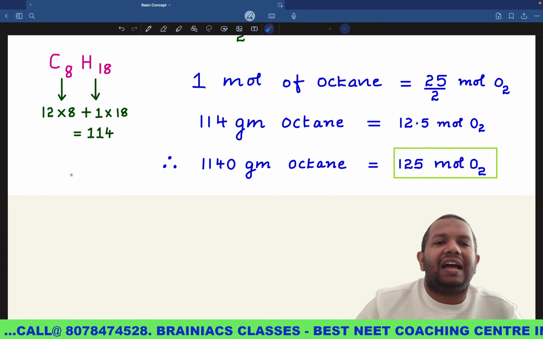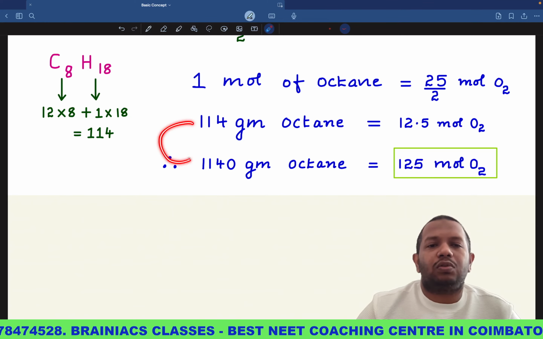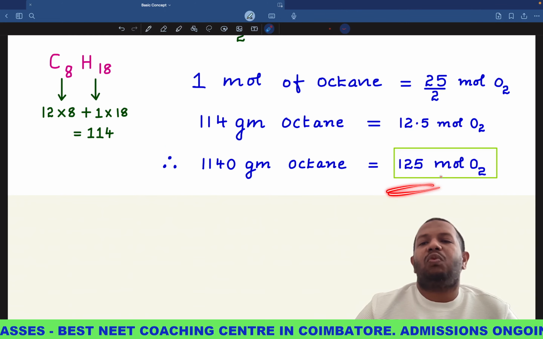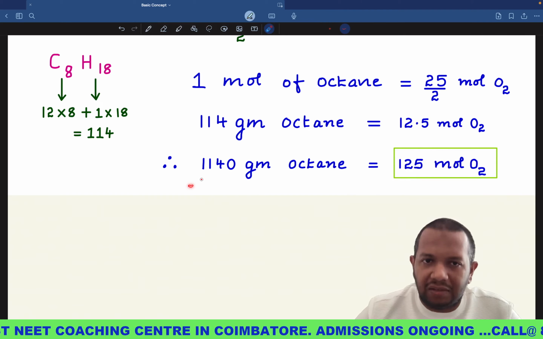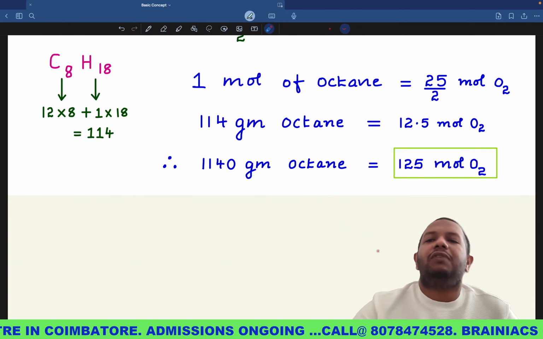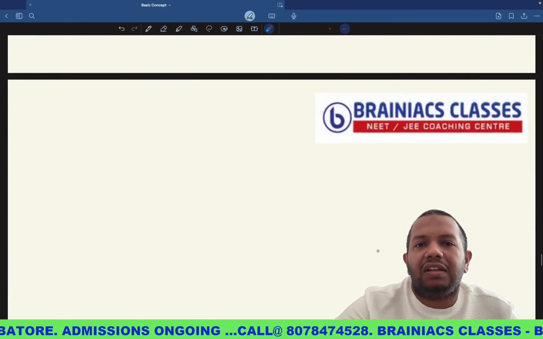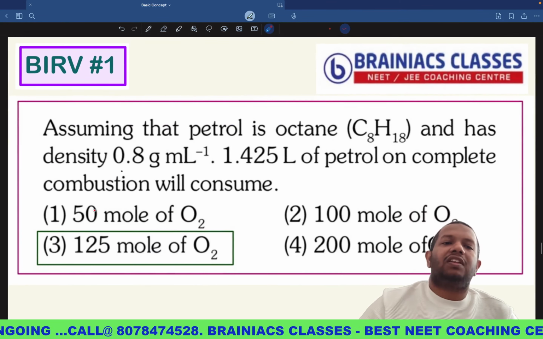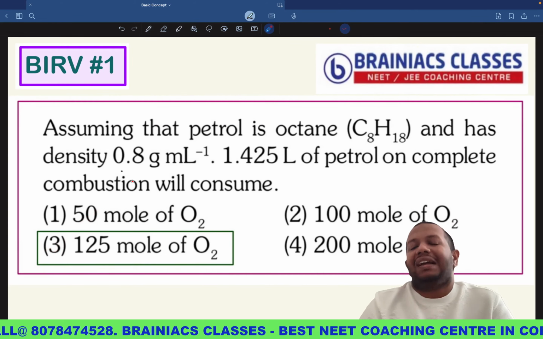So tell me, sir, how can you convert this 114 to our given quantity, that is 1140, which we calculated? So multiply by 10 on both sides. So this will become 125 mole O2. That means 1140 gram of octane needs 125 mole oxygen. That is already given in the options. So option 3 is the correct answer.